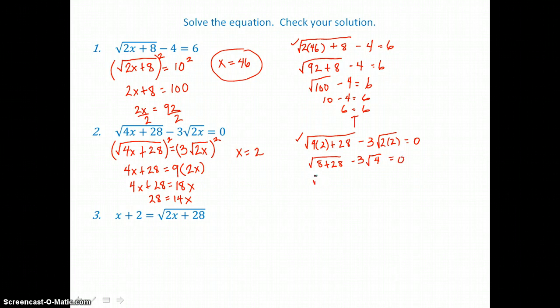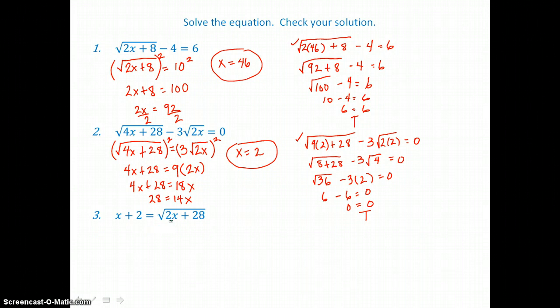So now I have the square root of 36 minus 3 times the square root of 4, which is 2. And we know that the square root of 36 is 6, and negative 3 times 2 is negative 6, and 6 minus 6 is 0. So again, we get a true statement, and our solution checks. X equals 2 is a good solution.